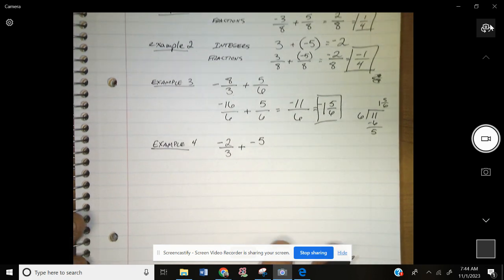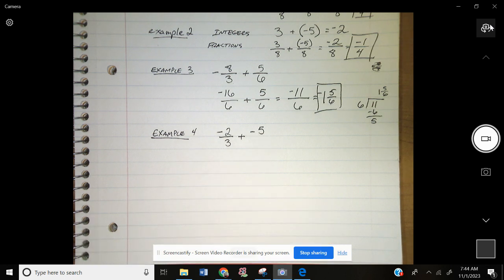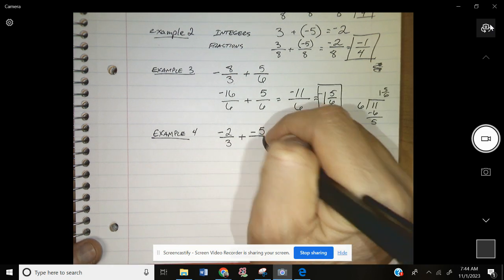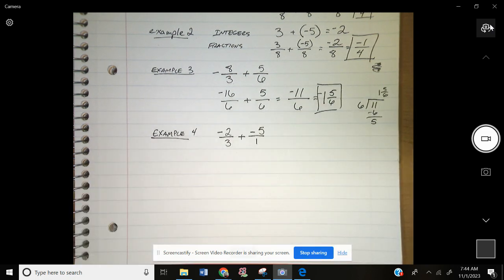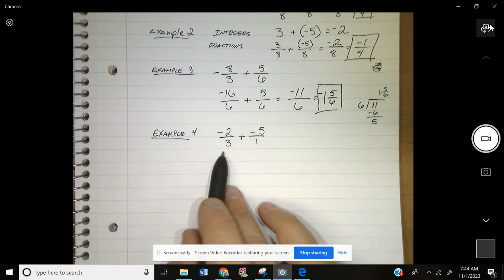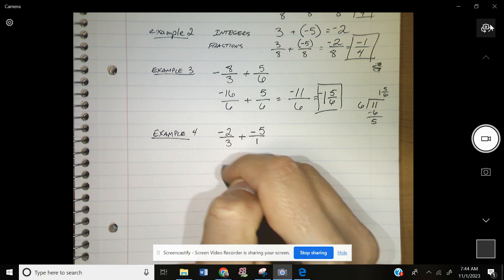Already, I'm assuming that you know a lot of things. This isn't 5/3, this is 5. Okay. So the first thing I'm going to do is I'm going to turn this into a fraction. And I still can't add them. So I'm going to have to find a common denominator, which is going to be thirds.